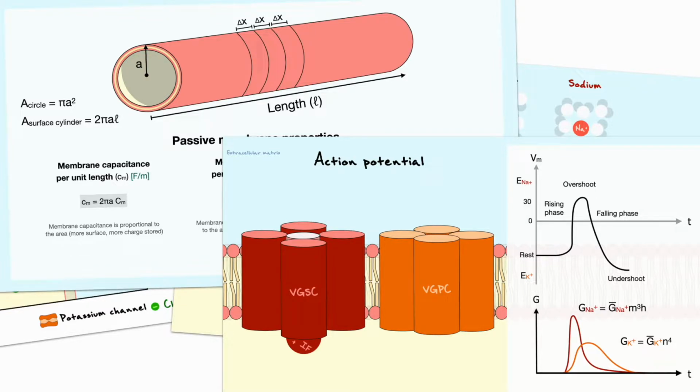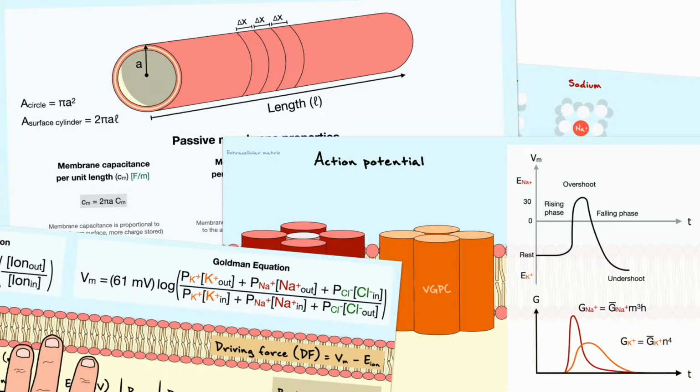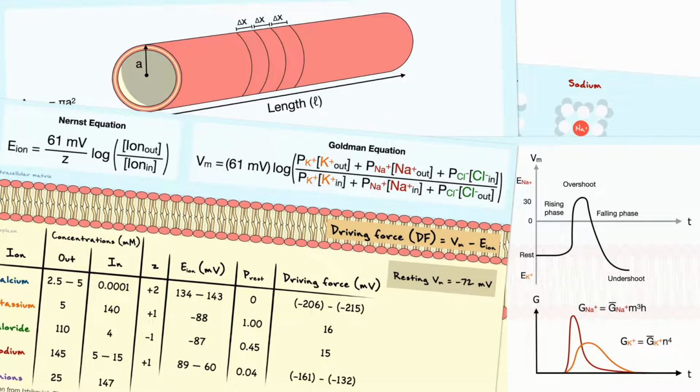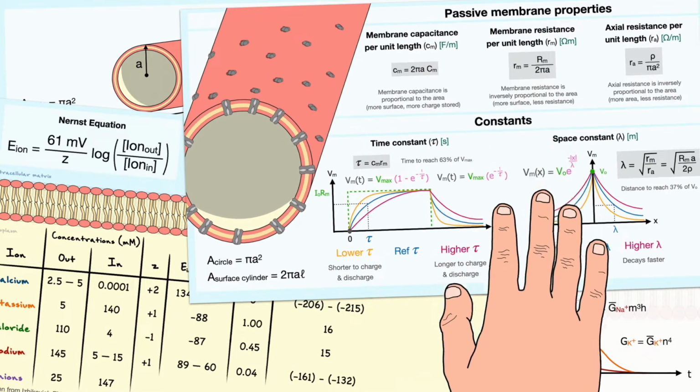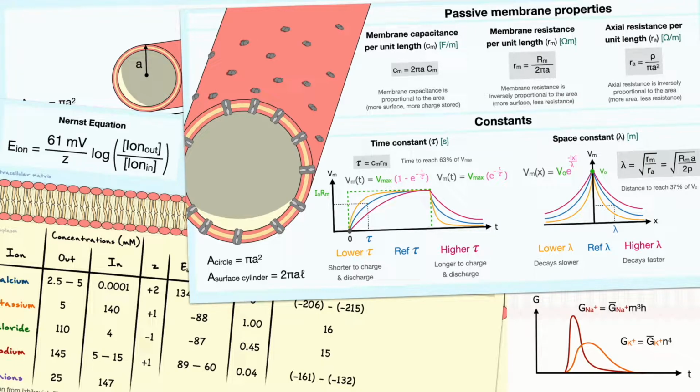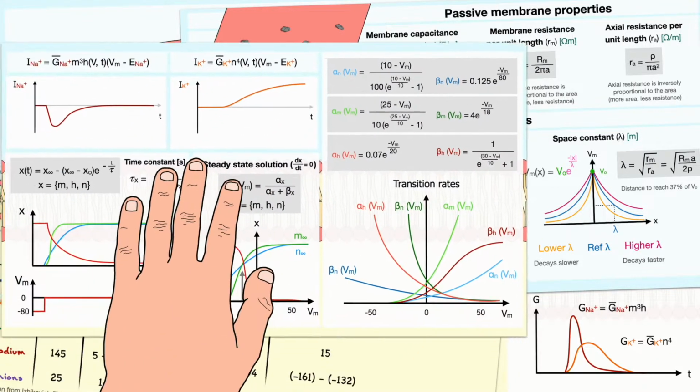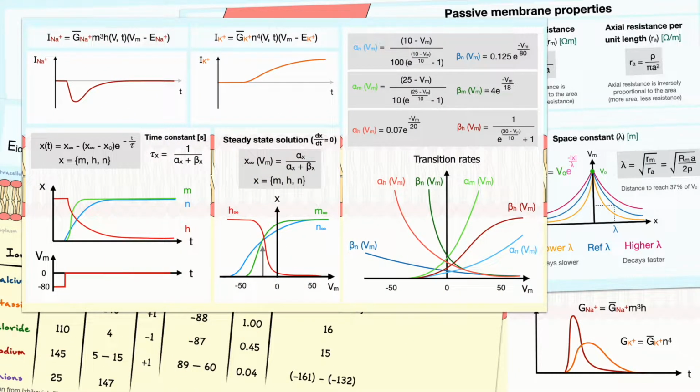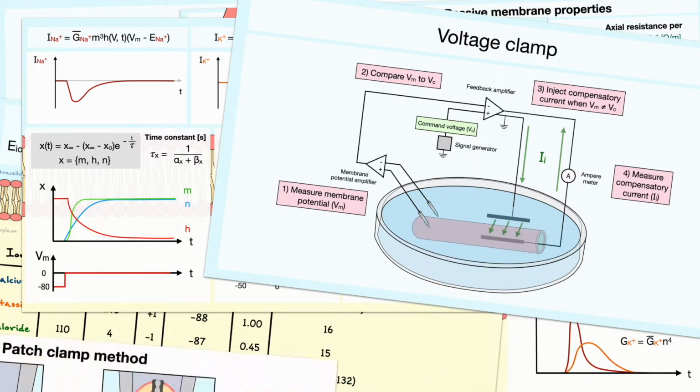We've also covered a lot of equations that describe the equilibrium potential and the membrane potential, the passive membrane properties and the associated time and space constants, as well as equations describing the probabilistic nature of voltage-gated channels. I've also introduced some important experimental techniques, such as the voltage and patch clamp.